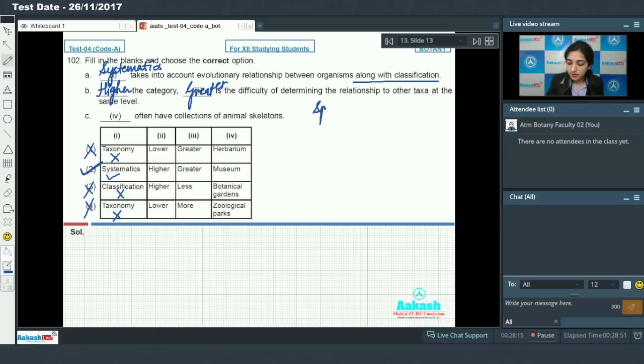As we know that specificity decreases as we go higher from species to kingdom.